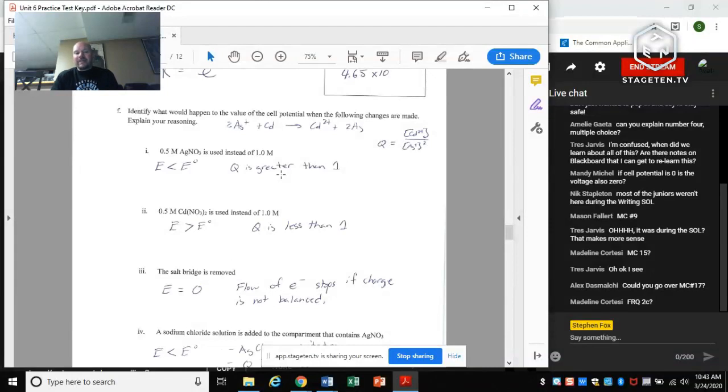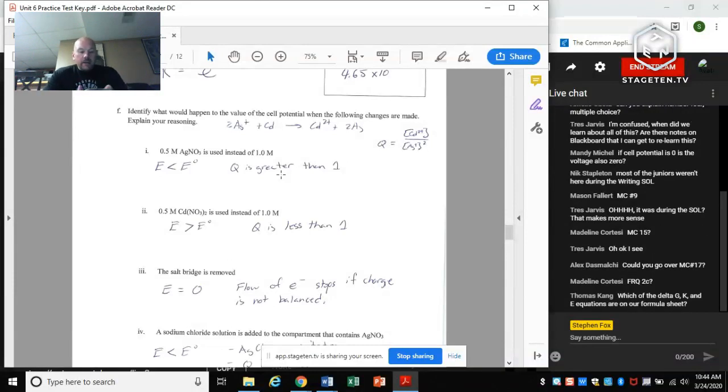But I think it's a lot easier to invoke the Nernst equation. It becomes more wordy when you're explaining in terms of Le Chatelier's principle. But it's easy to say, oh, cell potential decreases because Q is greater than 1. All right.